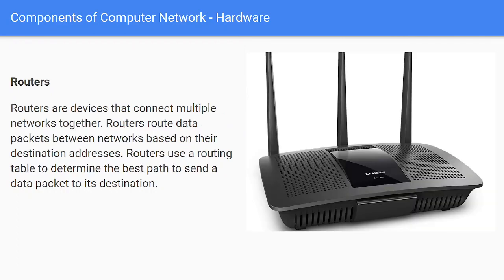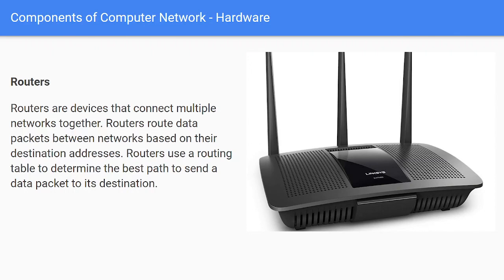We have routers. Routers are devices that connect multiple networks together. Routers route data packets between networks based on their destination addresses. Let's go again. So let's say you have a cluster of networks. You have a LAN here, a LAN here, a LAN here: LAN A, LAN B, LAN C. To connect LAN A, LAN B, LAN C, you're going to make use of a router. So routers route data packets between networks based on their destination addresses.